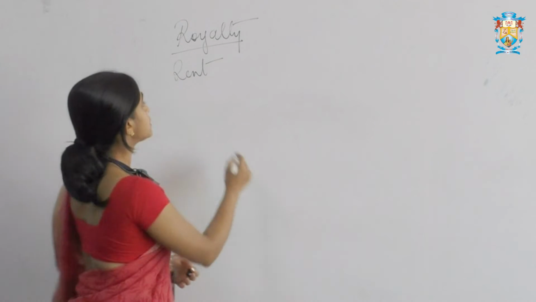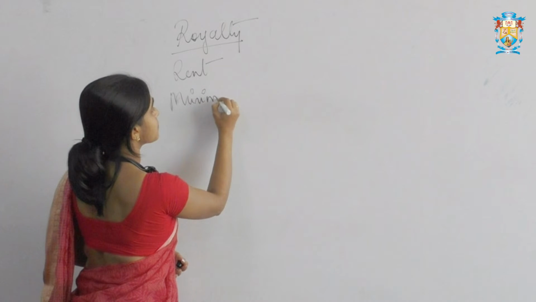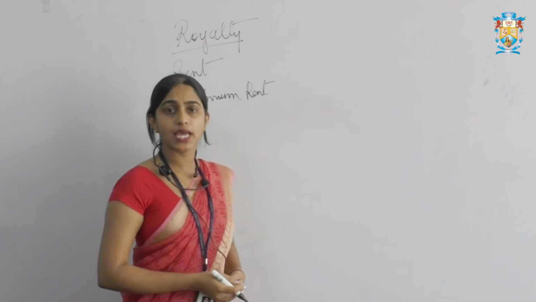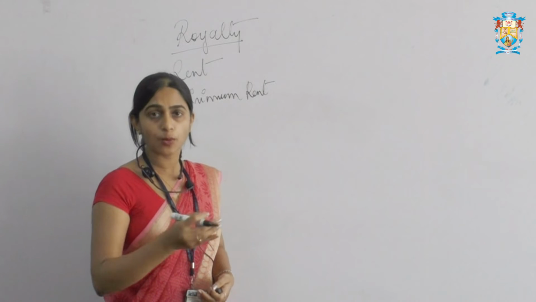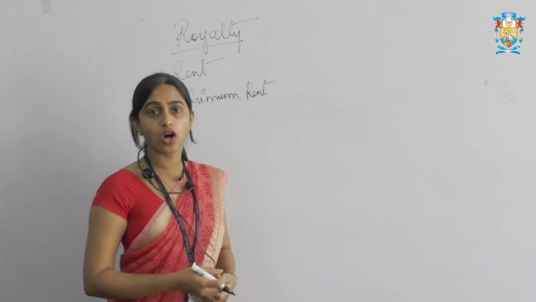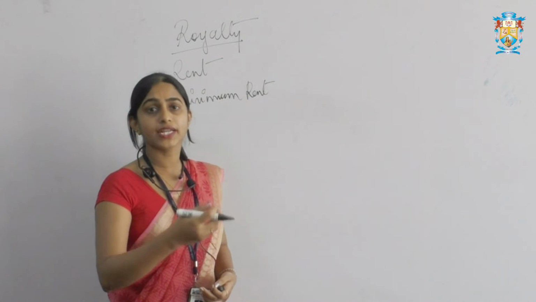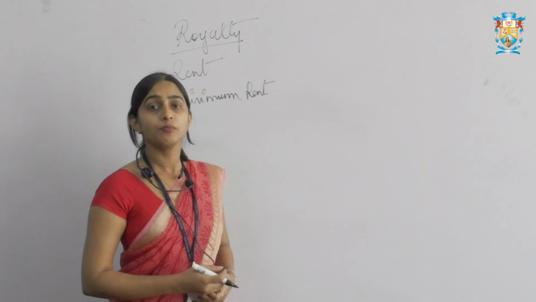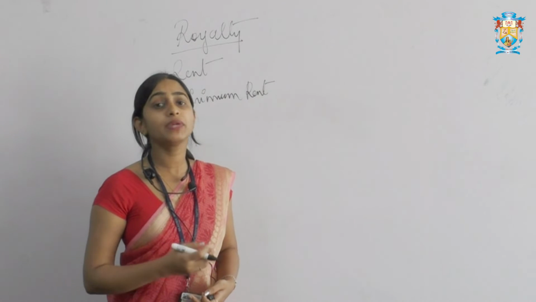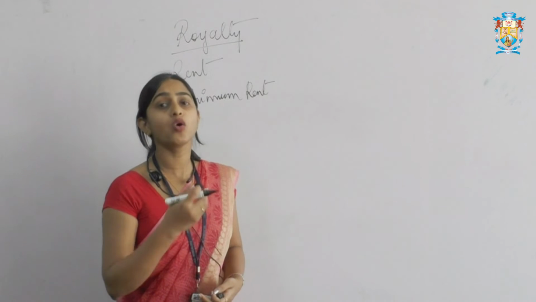Now there are some terms we need to know in royalty. One is minimum rent. Minimum rent is the amount given for n number of periods, or n number of years, for which the benefit is received. The amount that they give for that n number of periods is called the minimum rent. In the initial periods, the income may be nil, but the lessee will still have to pay some amount to the lessor.